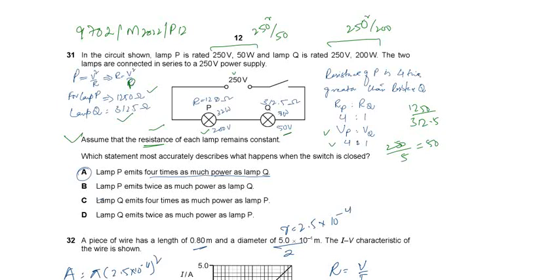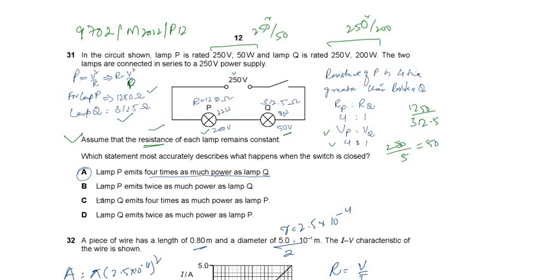9702 February March 2022 paper 1 variant 2. The topic is DC circuit, question number 31. In the circuit shown, the lamp P is rated 250 volt, 50 watt, and the lamp Q is rated 250 volt and 200 watt. The two lamps are connected in series to a 250 volt power supply.